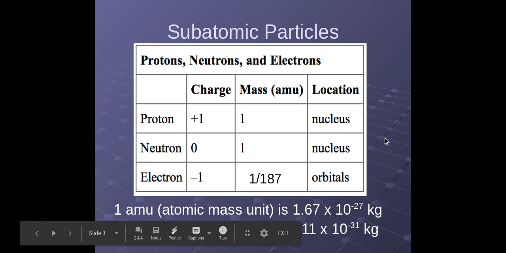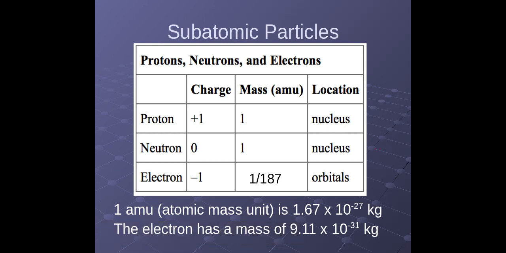This is just a chart showing us again the charge as well as the mass and location of the 3 subatomic particles. AMU is the atomic mass unit. Protons and neutrons each have 1. And again, that's an extremely small amount of kilograms, 1.6 times 10 to the negative 27. The electron's even less massive than the proton or the neutron, about 1/187th of the mass of either of those. And that is 9.11 times 10 to the negative 31 kilograms, as you see on the screen. These numbers are also on your reference tables on the front page.